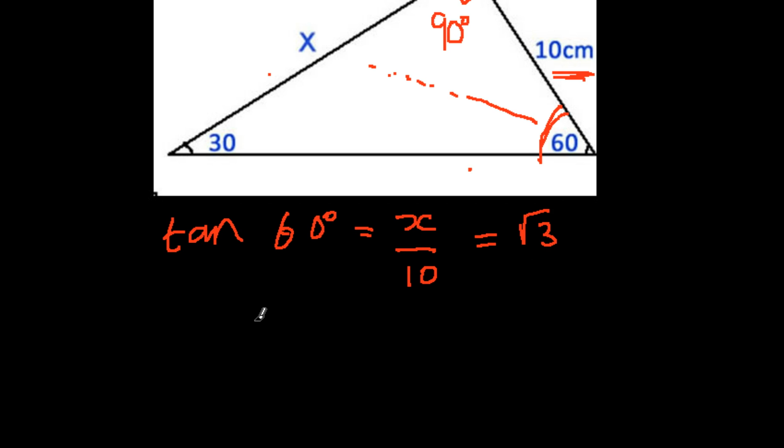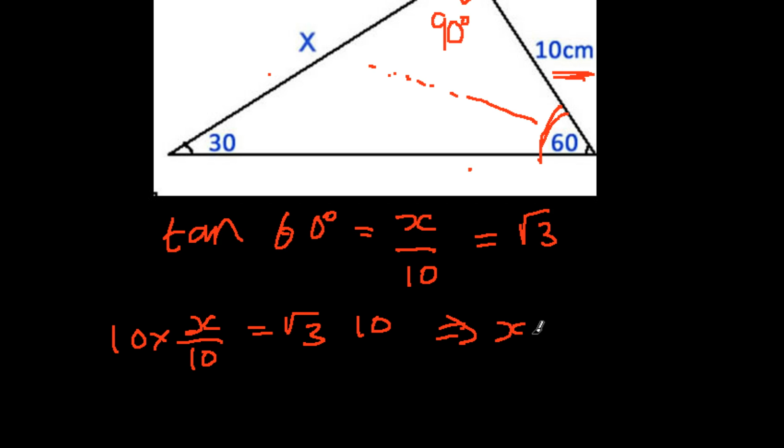So now it's quite easy to solve for x. We know that x divided by 10 is equal to square root of 3. If we multiply both sides by 10, we end up with x is equal to 10 times the square root of 3. And that's the answer.